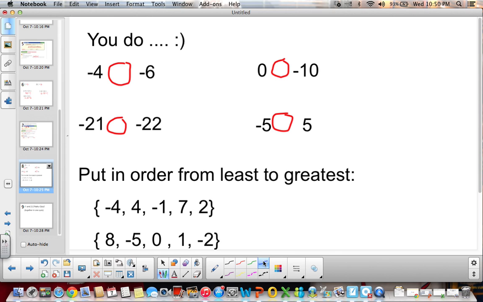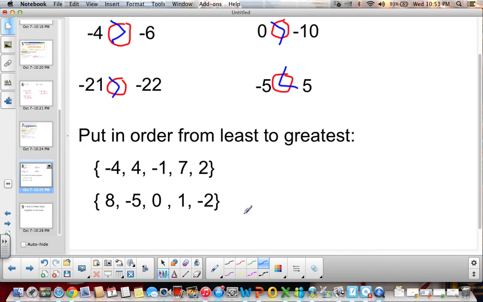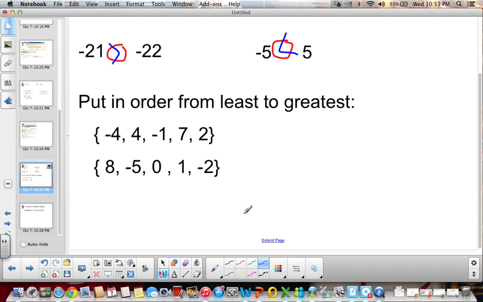So -4 is greater than -6 because -4 is closer to 0 on the number line. If you wanted to draw a number line, or if you would like to, absolutely feel free to do so. If you don't need one, no worries. But these problems should be written down. 0 is greater than -10, -21, and -22. -21 is actually greater than -22. And then -5 and 5, we have a positive and a negative, so we know that our positive is always going to be greater.